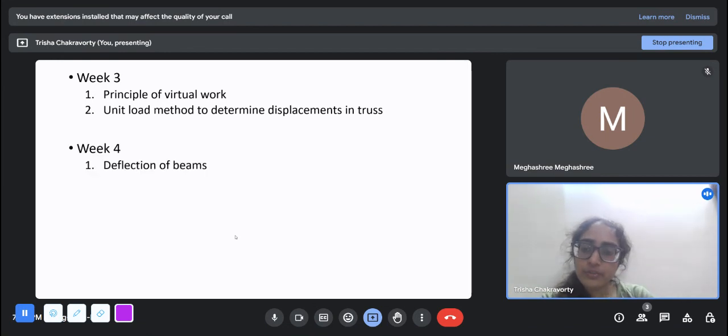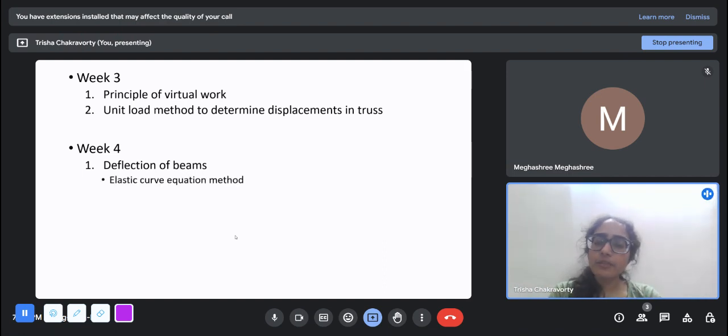In week 4, we moved on to beams and we did the same for beams, the deflection of beams. There are several methods for that. The most direct one is the elastic curve equation method. Every physical system is basically governed by a differential equation. And here, the differential equation of a beam is that d2y/dx² is the moment, and by integrating that twice we get the deflection of the beam as a function of x, as we vary x along the beam.